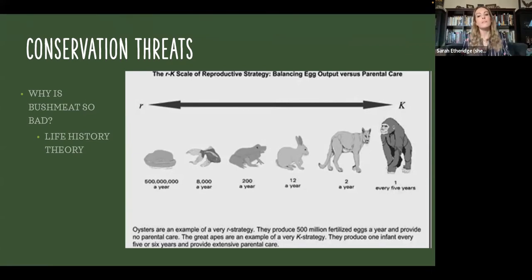But if you're looking at a great ape, let's say a chimpanzee who doesn't mature until at least age 12, and then usually has one offspring every 5 years or so, if you're going to kill a female chimpanzee, it may take 15 to 20 years to replace her and her offspring in that population. So when you have a very slow reproducing animal, this makes their hunting very, very dangerous for the survival of that species.